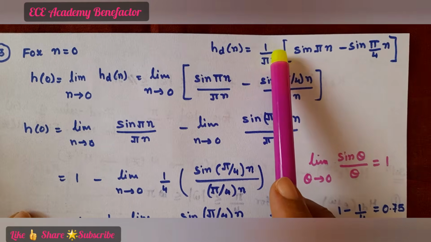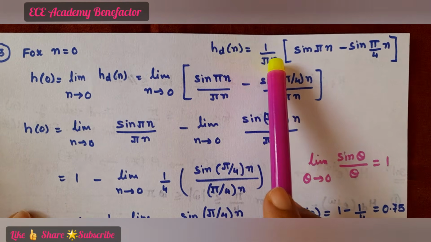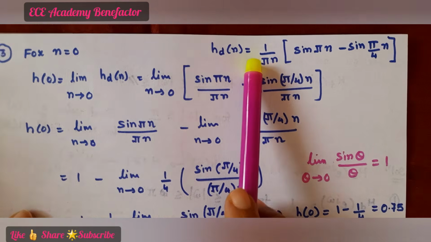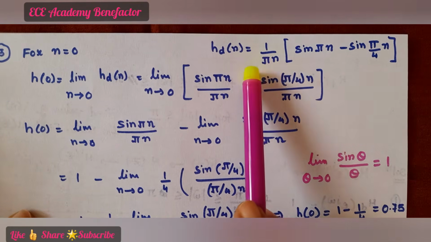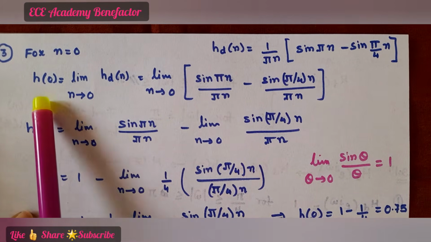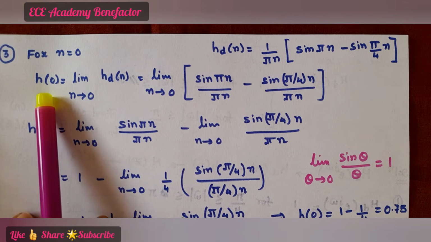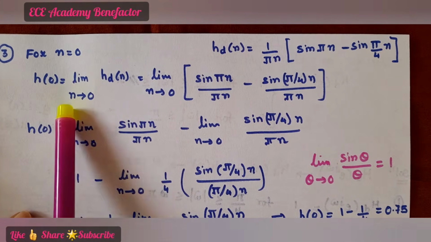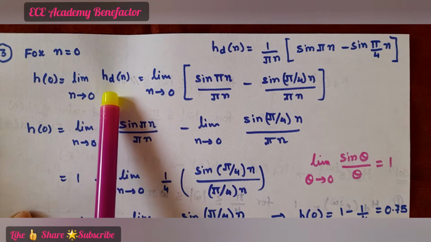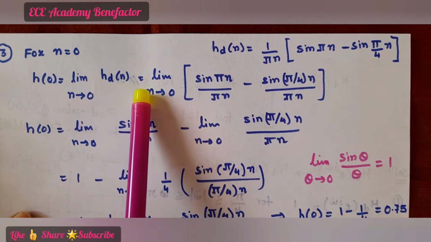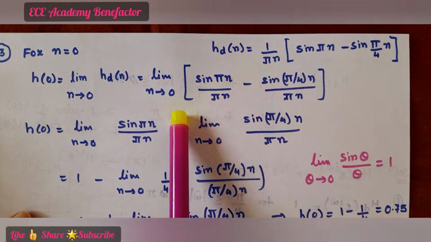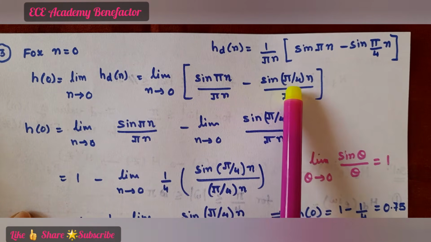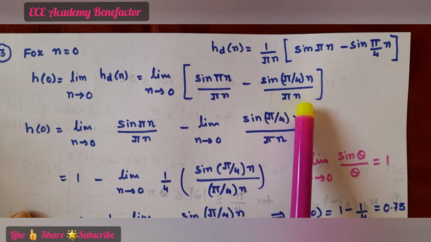If we put n is equal to 0 here, it becomes indeterminate. So, we can't directly find h of 0. So, what do we do? We say that this n is tending to 0. So, for finding h of 0, for n is equal to 0, h of 0 is the limit as n tends to 0 of hd of n, which is equal to limit n tending to 0 of (sin pi n by pi n minus sin pi by 4 of n by pi n).